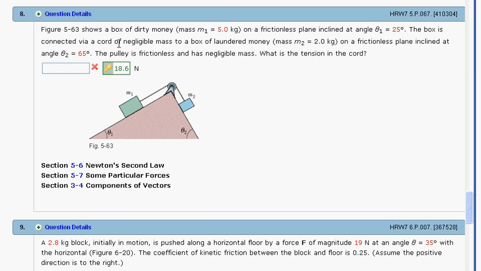Alright, so here we are, with problem 8. Frictionless planes, here and here. These are inclined at different angles, theta 1 and theta 2, with masses M1 and M2. And we're supposed to find the tension in the cord when this thing is released.